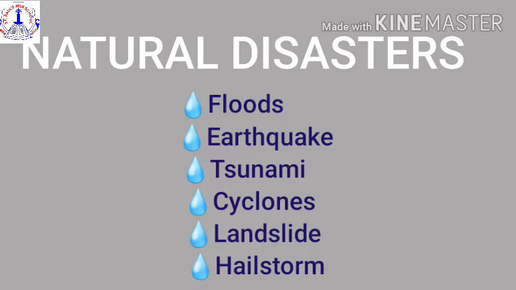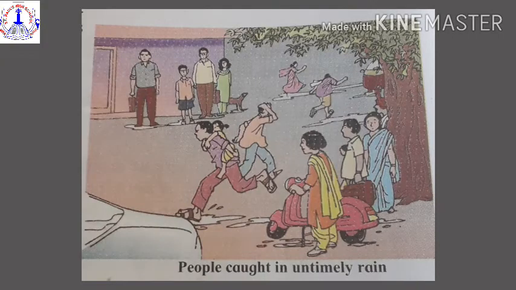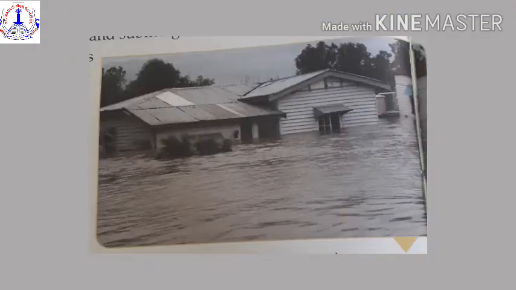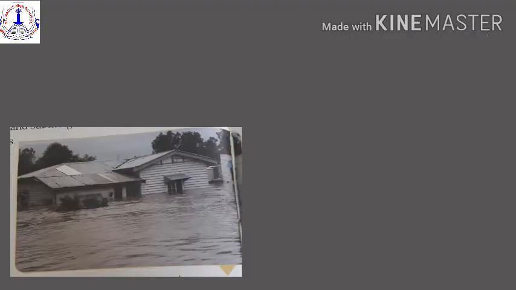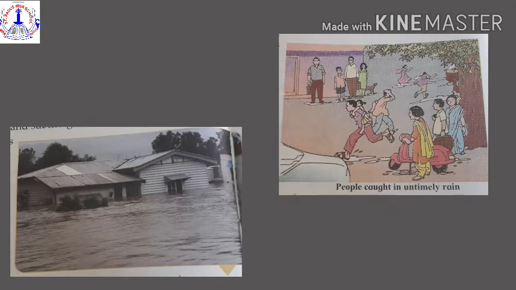Then we studied in detail about two natural disasters. Very good class. That is untimely rain and floods. And we even studied in details about the destructions caused due to untimely rain, hailstorms and floods. Hope so, class. You must have revised the lesson. So let's continue with the remaining part of the lesson.